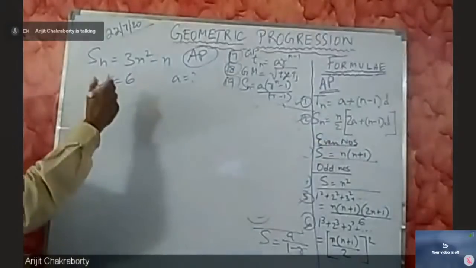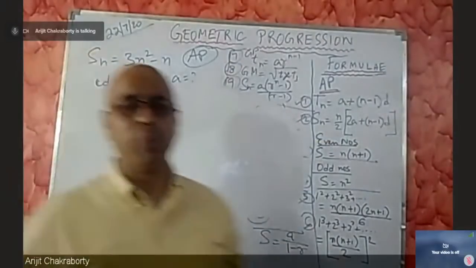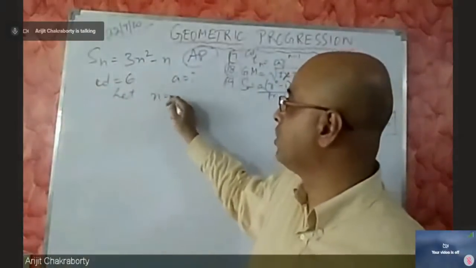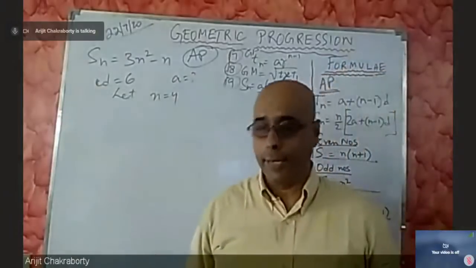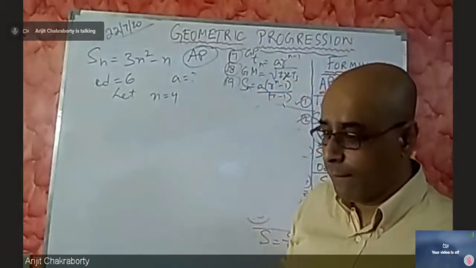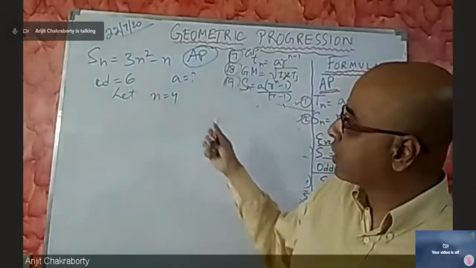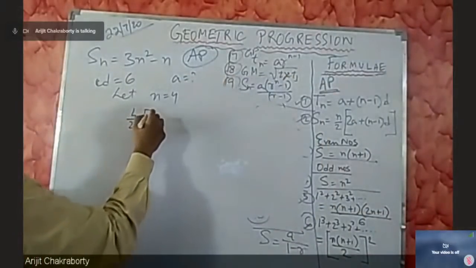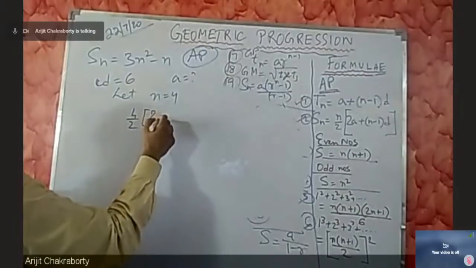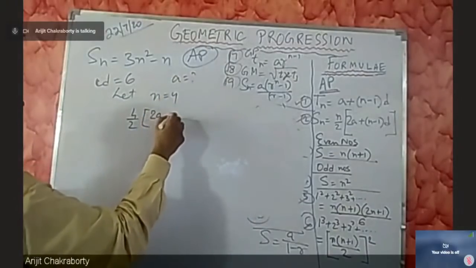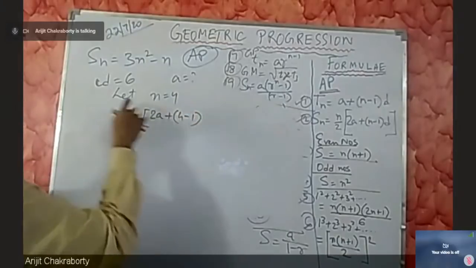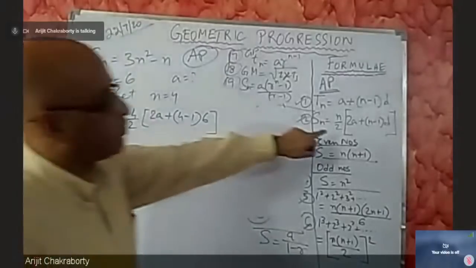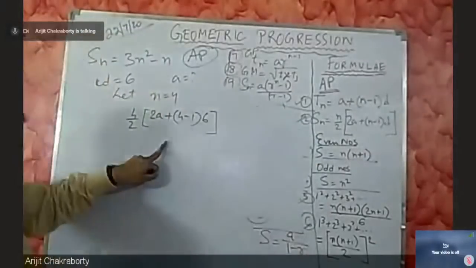So let's take any number. Let's take n equal to 4. Then what is the formula? It will be 4 by 2, 2a, a we don't know, plus (4 minus 1) into d. d is 6. This formula, if you put n equal to 4, this will be the result.